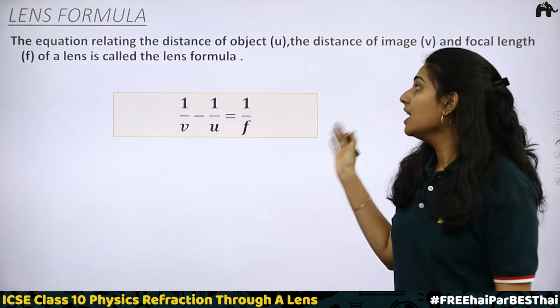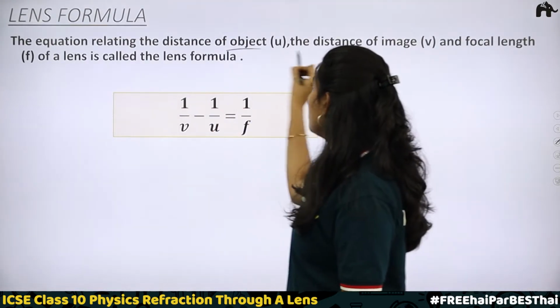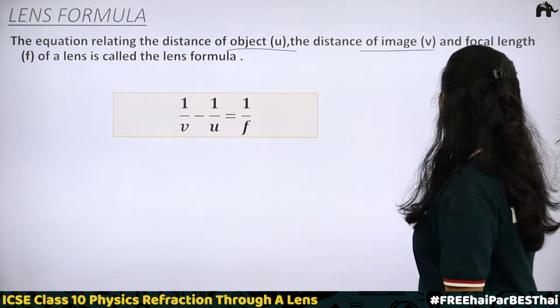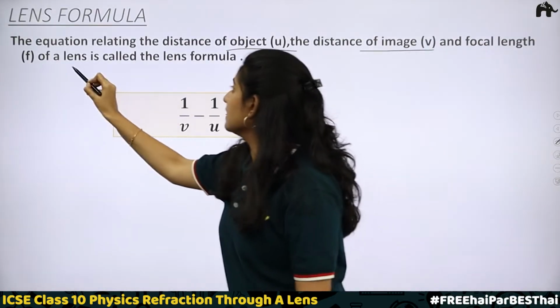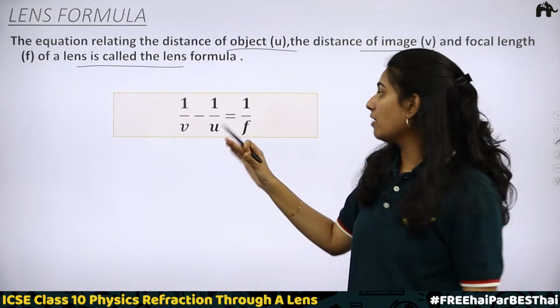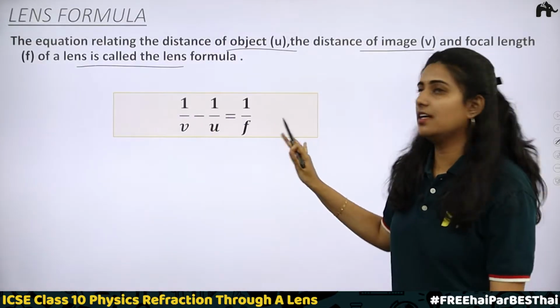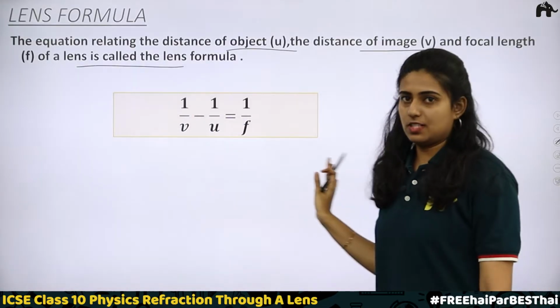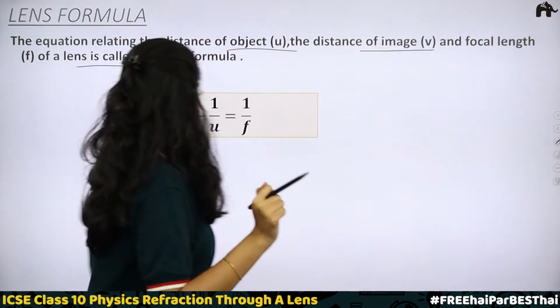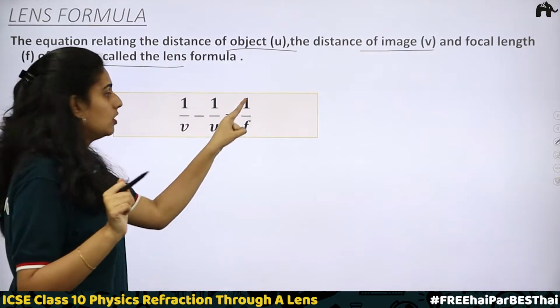Lens formula, this is a very important equation which we will be using throughout this chapter to solve any problem. Okay, the equation relating the distance of object U, the distance of image V and focal length F of a lens is called the lens formula. Here you have to just learn this formula by heart, you don't need to study the derivation. Derivation is out of syllabus. Okay, now the formula is 1 by V minus 1 by U is equal to 1 by F.